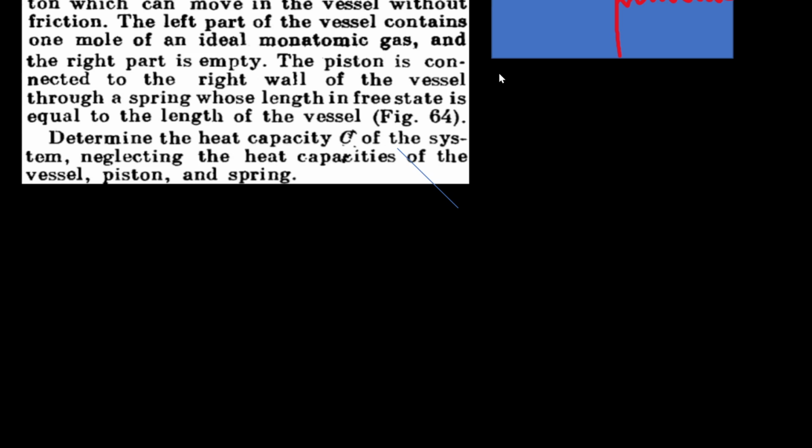Okay, so let's assume that initially the piston is at a distance x1 from this side, and after we have given a small amount of heat to this whole system, the piston gets shifted by some distance, and the final position of the piston from the left hand side is x2. Now we are supposed to find the heat capacity. We assume that friction is absent everywhere. Let's start with the solution. We have been given that on the left hand side there is 1 mole of gas.